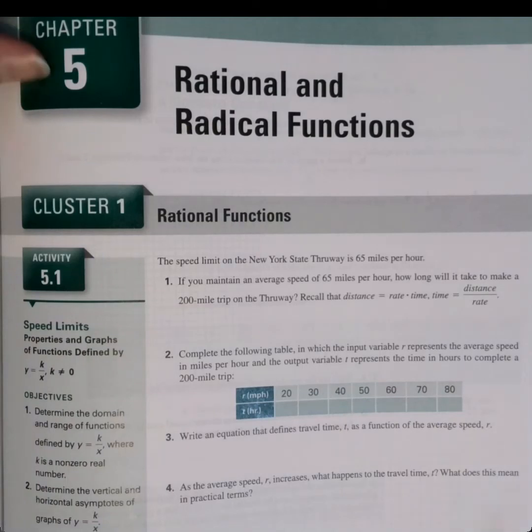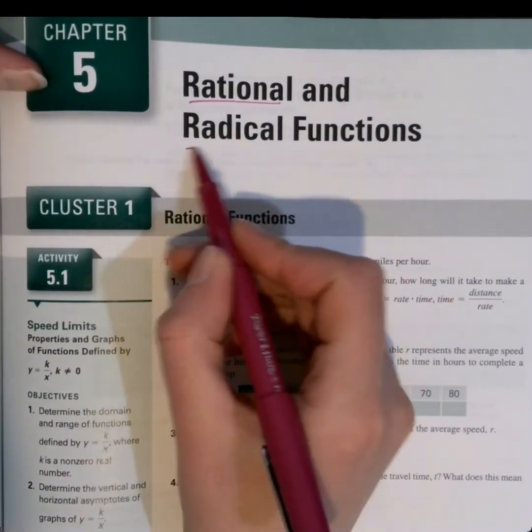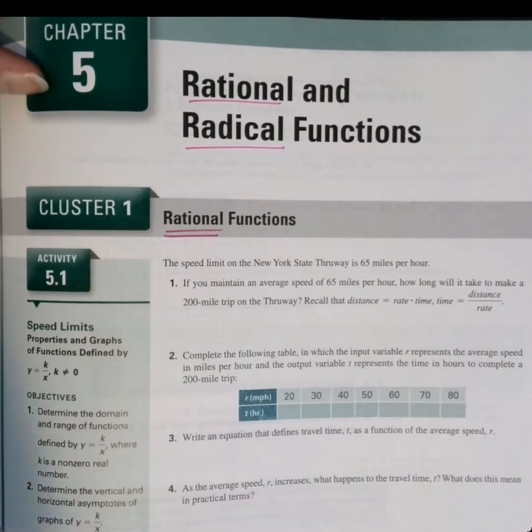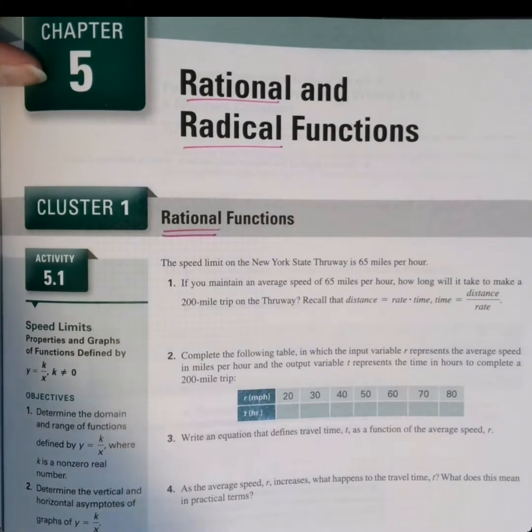Chapter 5 is on rational and radical functions. The first cluster is going to be on specifically the rational functions. The radical functions are going to be in cluster 2. So let's get started with our rational functions.